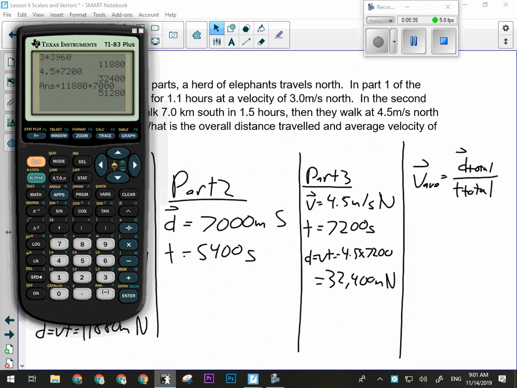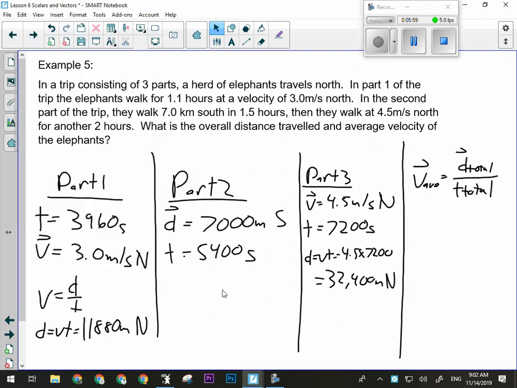Okay, well, we'll try it again. So 32,400, that's north, okay? Plus 11,880, which is also north, plus negative 7,000. All right, gives me 37,280 meters. All right, everybody okay with that? Okay, 37,280 meters north.